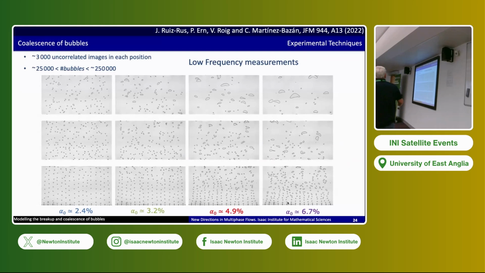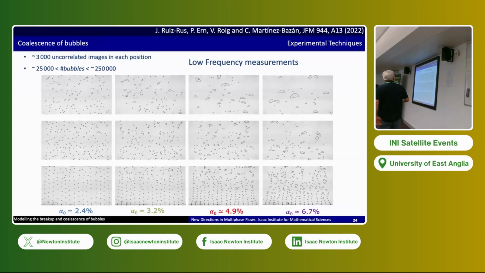Here we see some snapshots of the population of bubbles at different void fractions. You see that at lower void fractions, the bubbles are basically monodispersed and they start coalescing later on. When we increase the void fraction, the coalescence starts really close to the injection position, right?